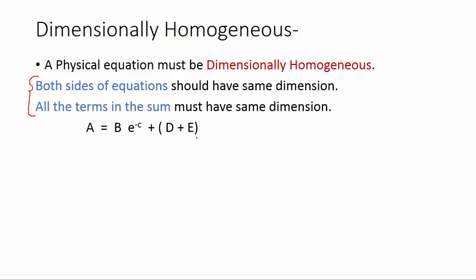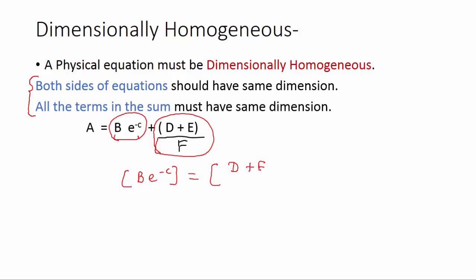Suppose this is the equation. So all the terms, that means this whole term and this whole term, not just one part. So the dimension of b times e raised to the power minus c should equal the dimension of d plus e over f. Means this whole term should have the same dimension as the second term, and both sides of the equation should have the same dimension. So the dimension of a should be equal to.